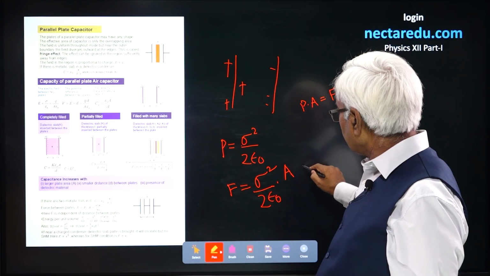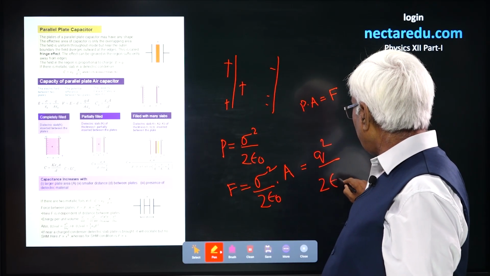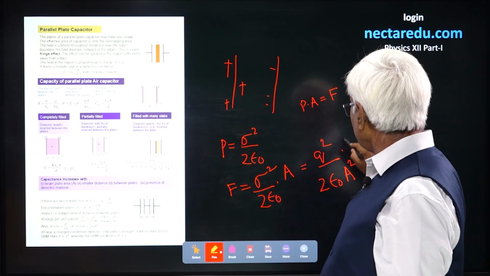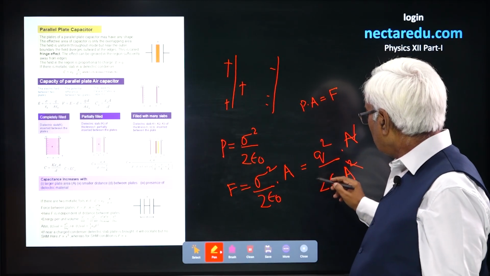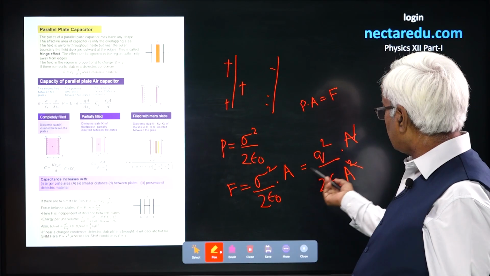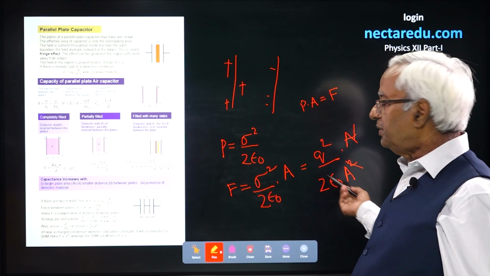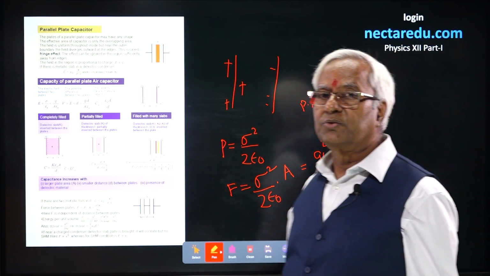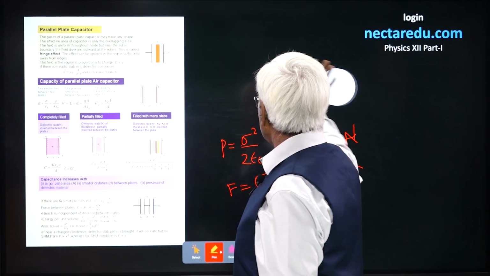You might convert this thing into Q upon A, it will become Q square upon 2 epsilon naught A square times A, the force. What is important here is either you remember this relation or even this also, Q square upon 2 epsilon naught A. In both the cases, you find that force is exactly independent of the distance between the plates.